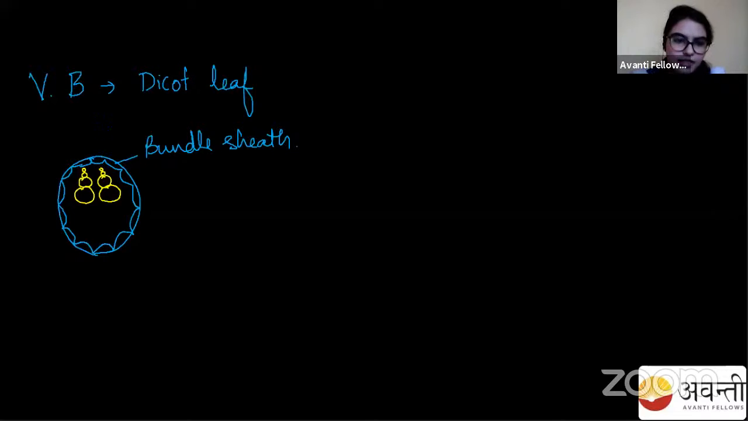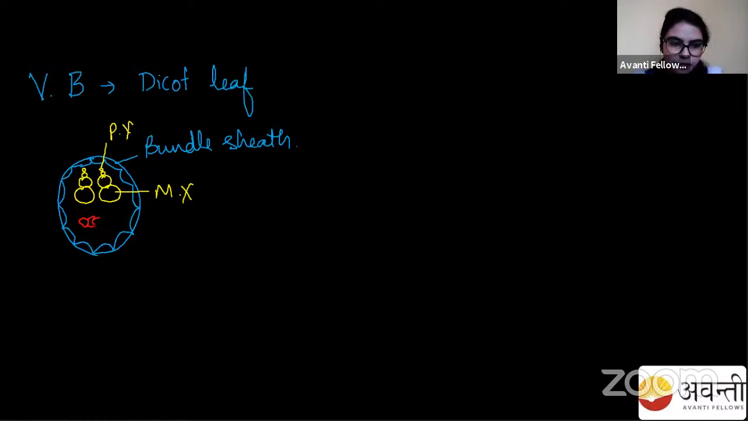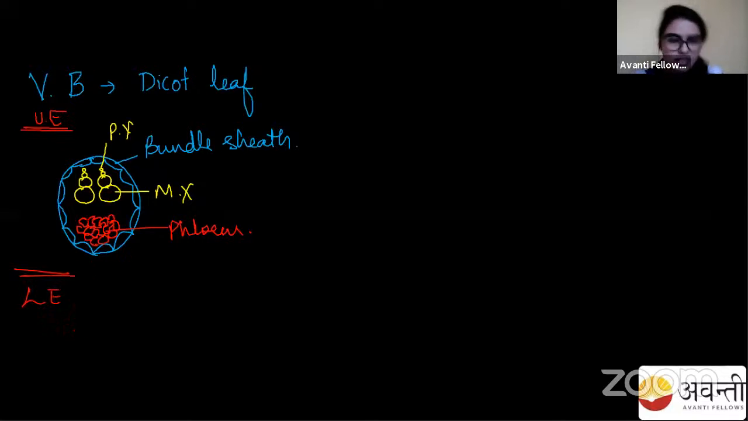So what is this? This is protoxylem and this is metaxylem, and xylem is towards the upper side of the epidermis. Now where is the phloem then? So phloem is here. This is phloem. This is metaxylem, protoxylem. Here is your upper epidermis and here is the lower epidermis. So phloem is towards the lower epidermis, xylem is towards the upper epidermis.